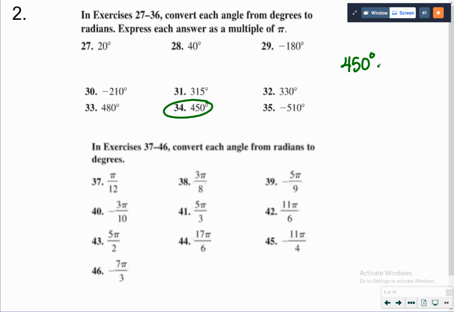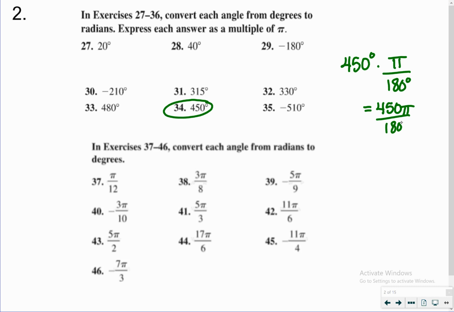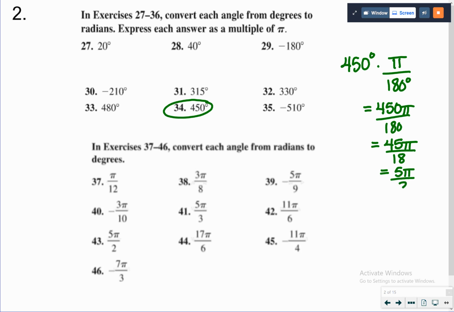If you want to convert degrees to radians, what do you multiply by? Pi over 180. So if I multiply, I get 450 pi over 180, and we know the degrees cancel. But we can reduce, and they both have zeros at the end of them. So they're both divisible by what? 10. So I'm going to make it 45 pi over 18. And what goes into 45 and 18? 9. So what's it going to reduce to? 5 pi over 2. That's your answer. What if you don't reduce it that much? Then you're going to lose a point.